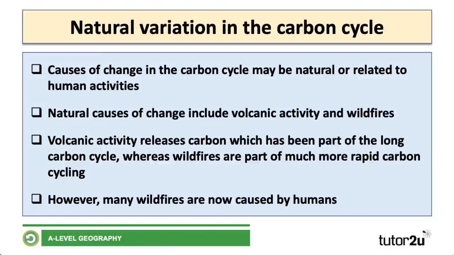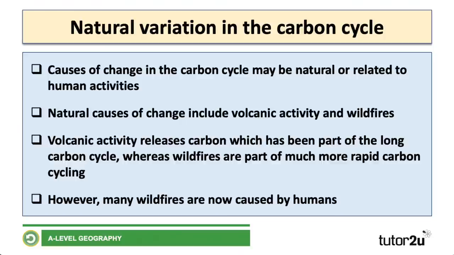So when we're thinking about changes in the carbon cycle, we've got natural variations that happen in the carbon cycle, and we also have variations related to human activities. And so we've got aspects like volcanic activity and wildfires. The volcanic activity has been absolutely crucial in the geological timescales, looking back over how climate has changed, because volcanic activity releases carbon, and that carbon has been part of the long carbon cycle. So it takes a huge amount of time for the carbon that is in ocean sediments to then go into sedimentary rocks and then be melted down under the Earth's surface and then erupt out of a volcano again.